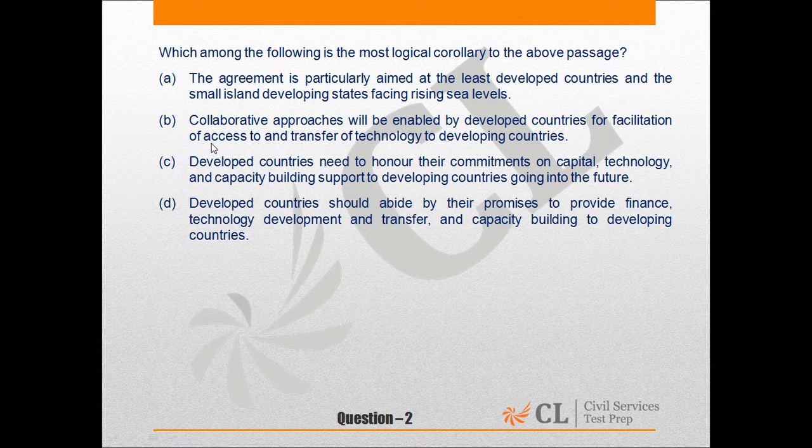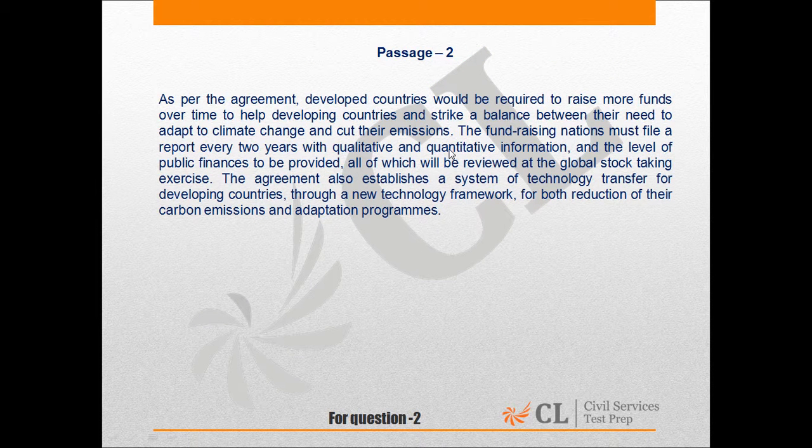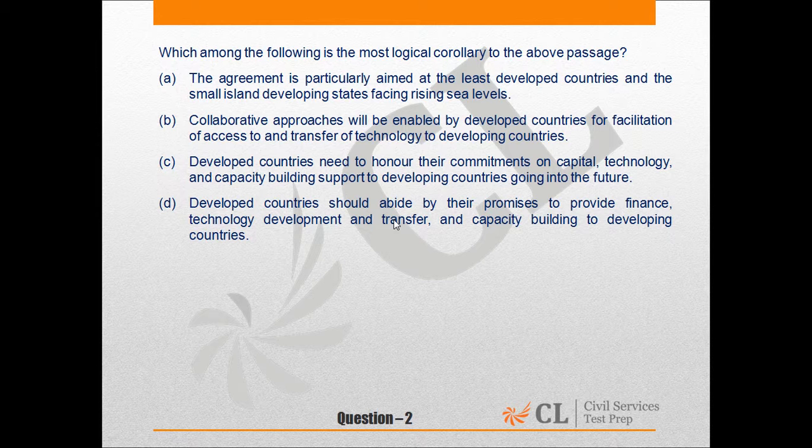Option B says collaborative approaches will be enabled by developed countries for facilitation of access to and transfer of technology to developing countries. Now this one is mentioned towards the last part of the passage. It says the agreement also establishes a system of technology transfer for developing countries through a new technology framework for both reduction of their carbon emissions and adaptation programs. So we can say that B follows from the passage.